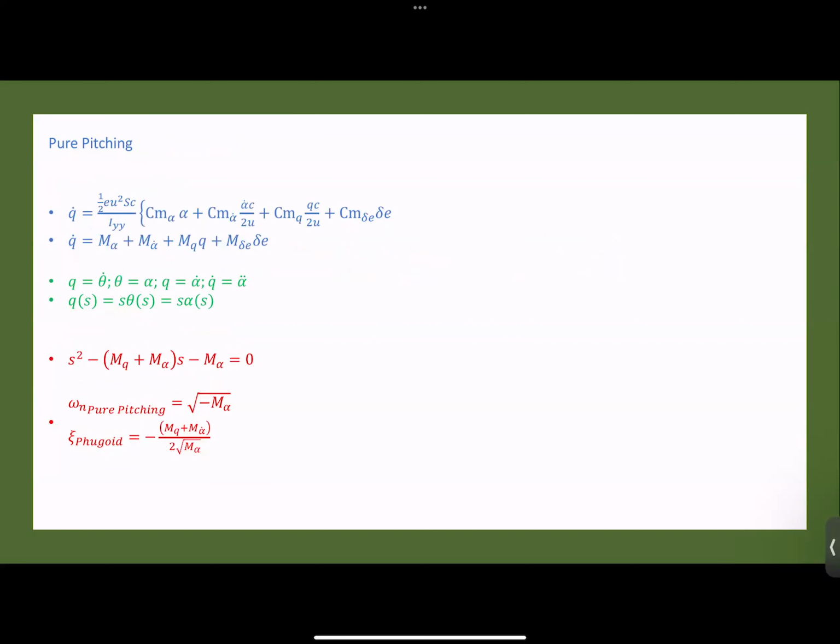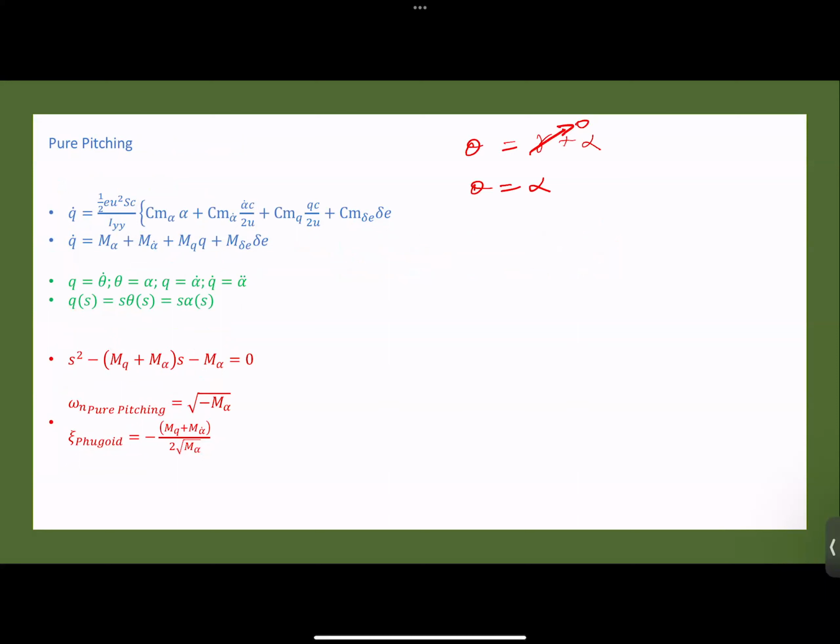What is pure pitching? So usually your pitch angle is what? It's gamma plus alpha. Okay. So if it's pure pitching, your gamma, that is the flight path angle, becomes 0. And your theta is just alpha. So this is the assumption that we are making. Okay.